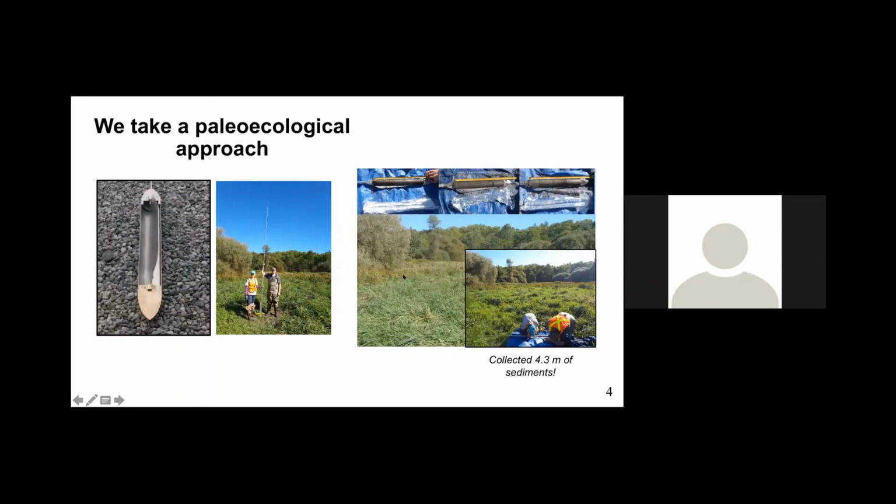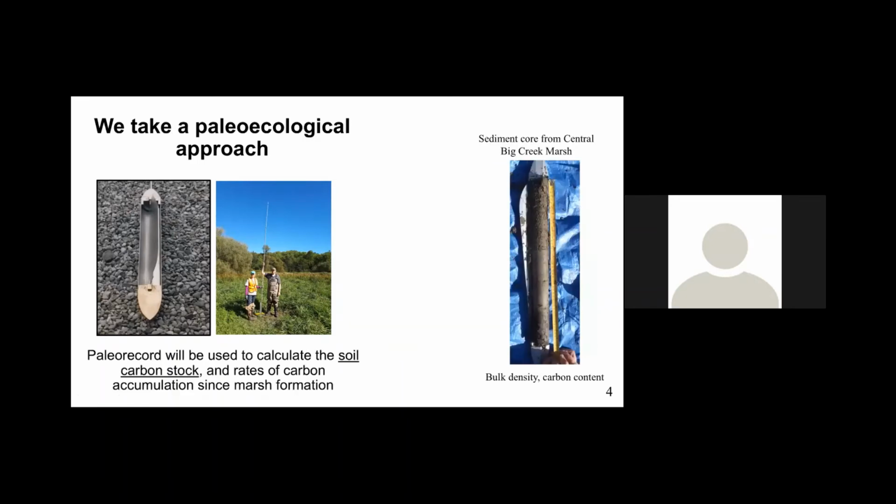And we've taken this core back to our lab to conduct analysis using paleoecological techniques. Paleoecology is the study of past environmental conditions. By using sediment archives, we can look at fossils and biogeochemistry to understand what's driving carbon burial over different time scales in these freshwater marshes.